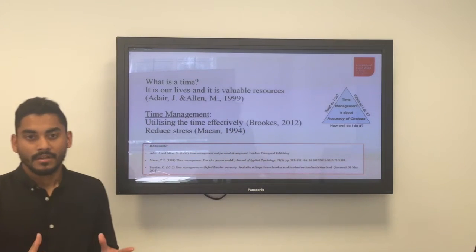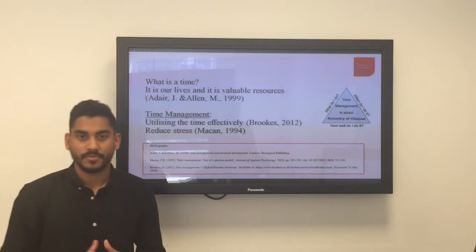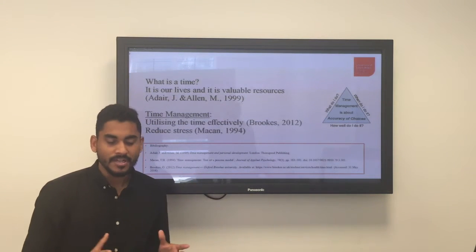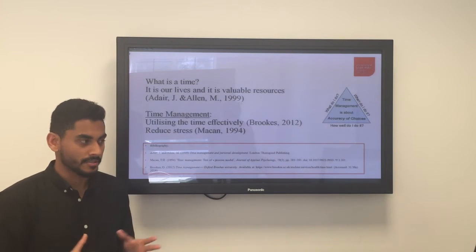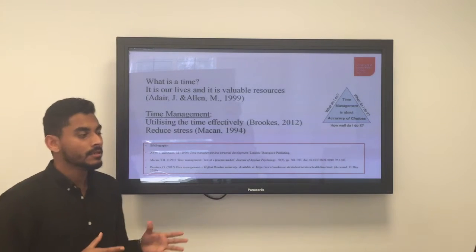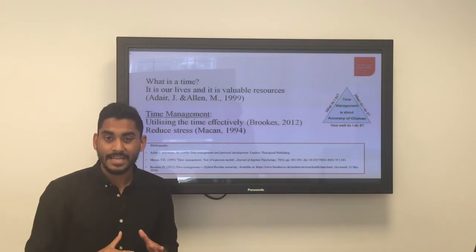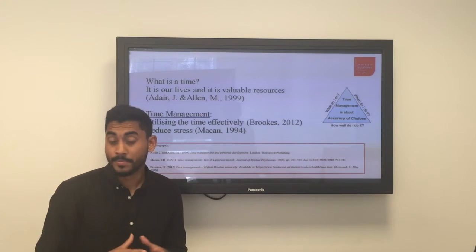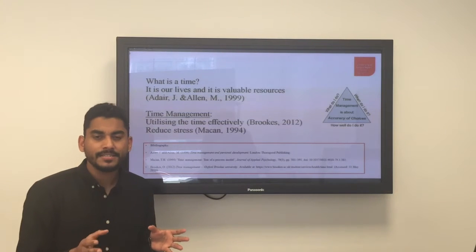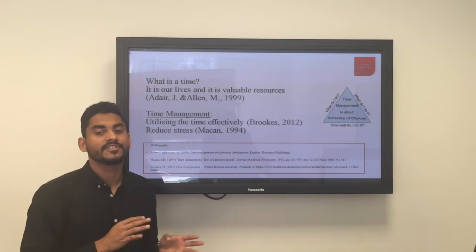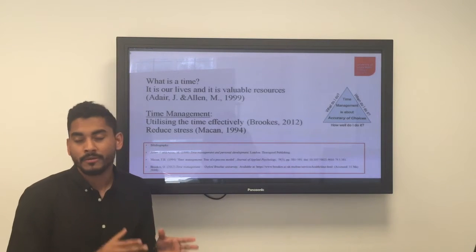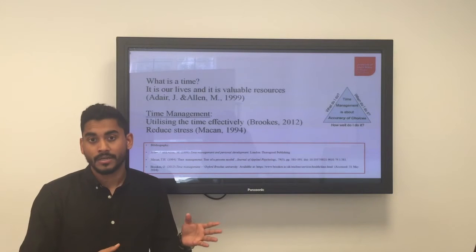Now, before talking about time management, we'll look into the question, what is time? Time is a valuable resource because it is our life, which is measured in minutes, hours, days, or months. That is why people say that time is money. So utilizing that time in a proper way to achieve a particular team goal, or any goal, is called time management.